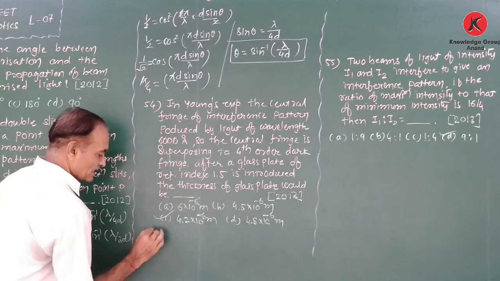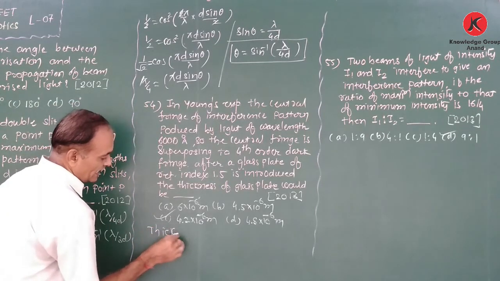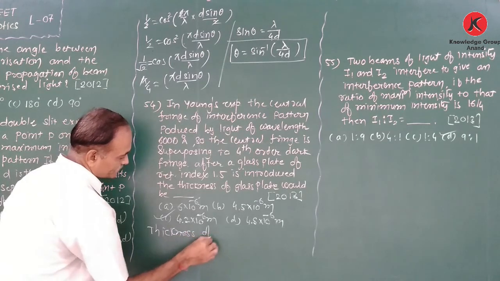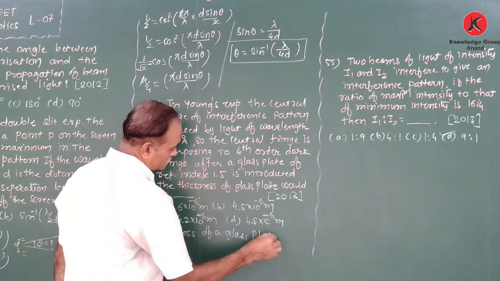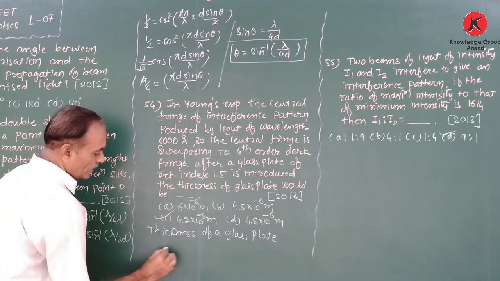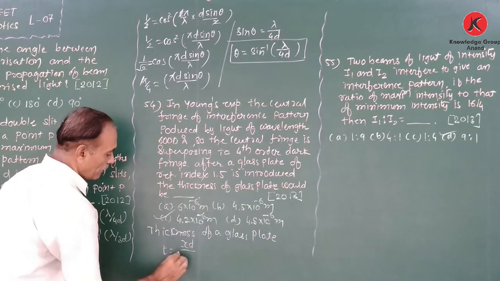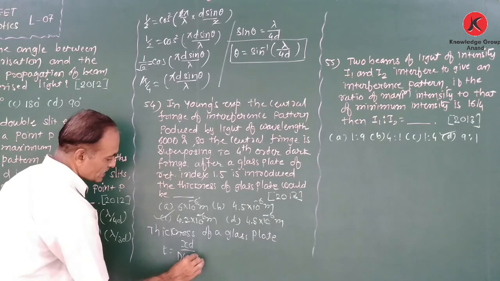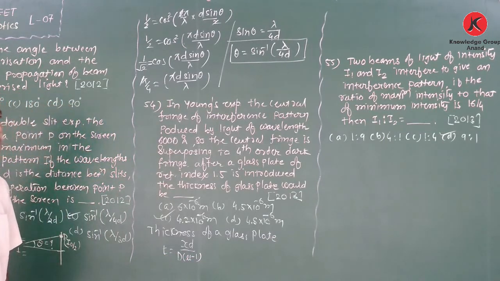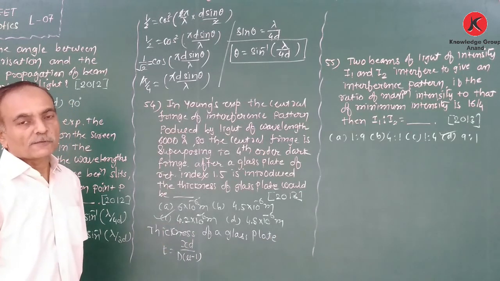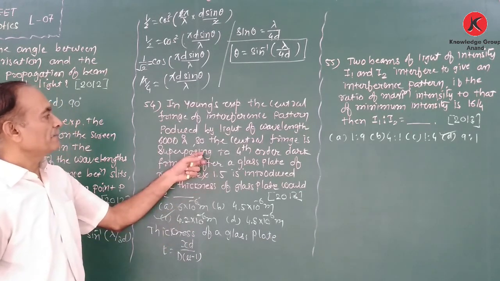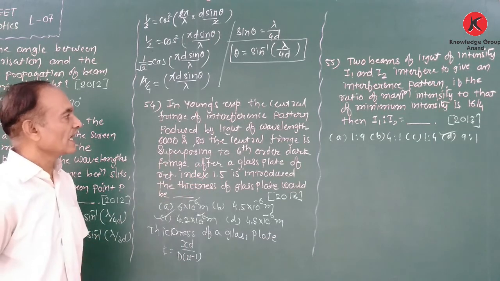Therefore, keep in mind this equation. Thickness of a glass plate, T is equal to xd upon capital D into mu minus 1. Here x is the distance of the point for which we obtain the central fringe and also the fourth dark fringe.